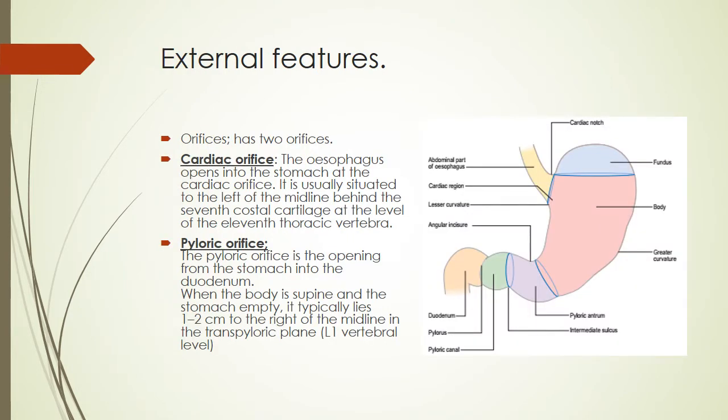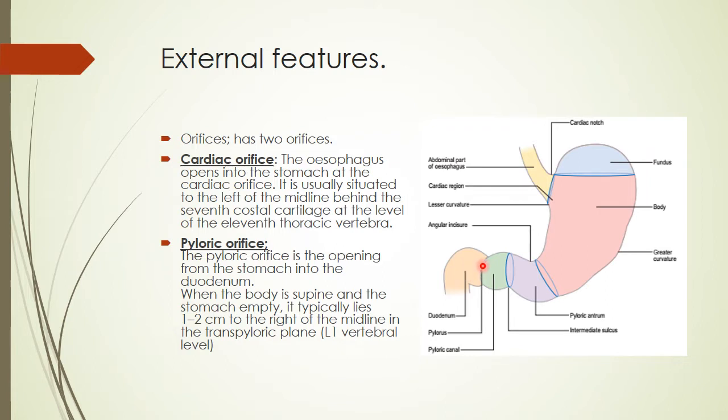First of all, we will see the external features of the stomach. So stomach has 2 openings which are called orifices. These 2 openings: cardiac orifice, where esophagus opens into stomach, and it is usually situated to the left of midline behind 7th costal cartilage at the level of 11th thoracic vertebra. So this is cardiac orifice. The other one is pyloric orifice at the junction of stomach with duodenum.